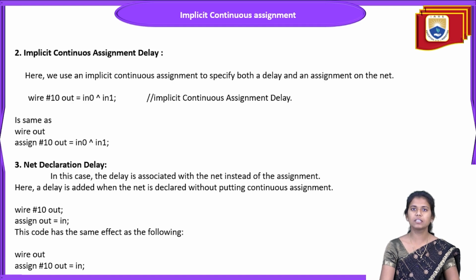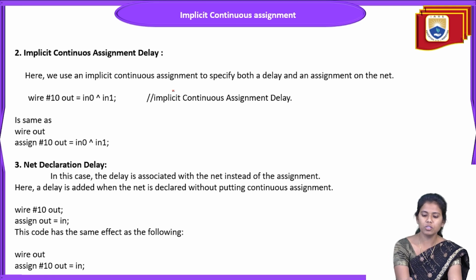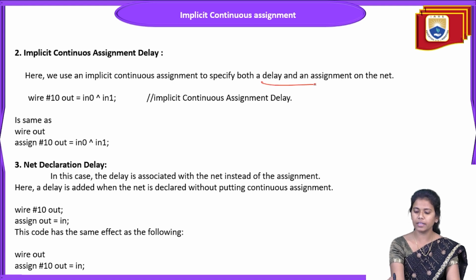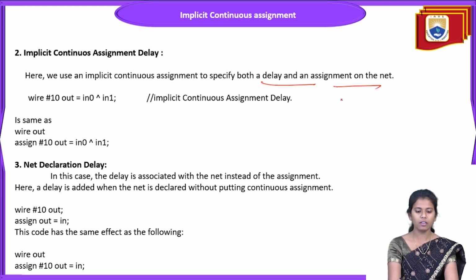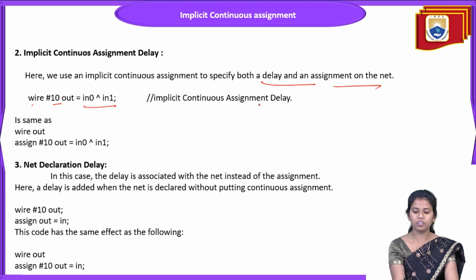Coming to the implicit continuous assignment delay. So what is this implicit continuous assignment? We use it to specify both the delay and the assignment on a net, for example a wire with 10 nanoseconds of delay. That is the implicit continuous assignment delay.